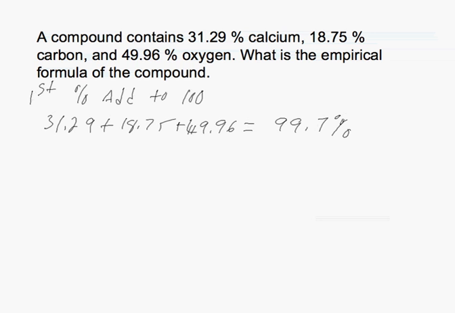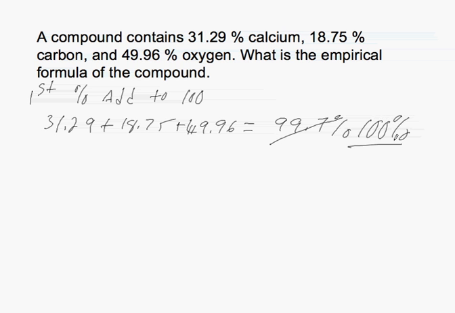Let me just check that. 31.29 plus 18.75 plus 49.96 equals, oh, actually I have 100%. So it's not 99%, it's 100%, which is good.